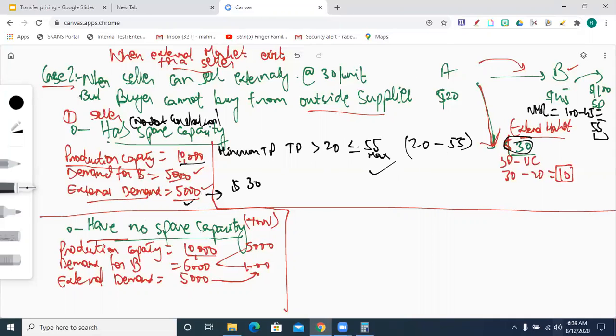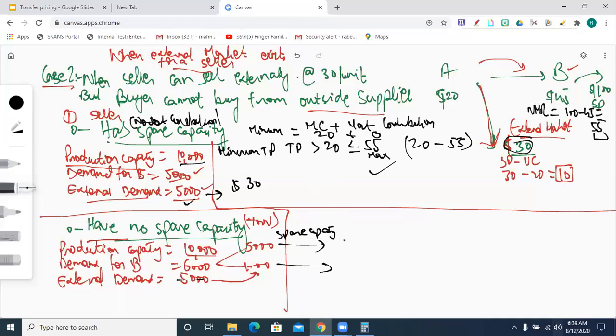Now, when he has no spare capacity, what would be the transfer price? Now the demand for B is 6,000. So what would be the transfer price for the 5,000? For 5,000 we have spare capacity. In that case, we don't have any lost contribution. So in that case, the minimum is marginal cost plus lost contribution. When we had spare capacity, there was no lost contribution, so the minimum was just equal to the marginal cost.